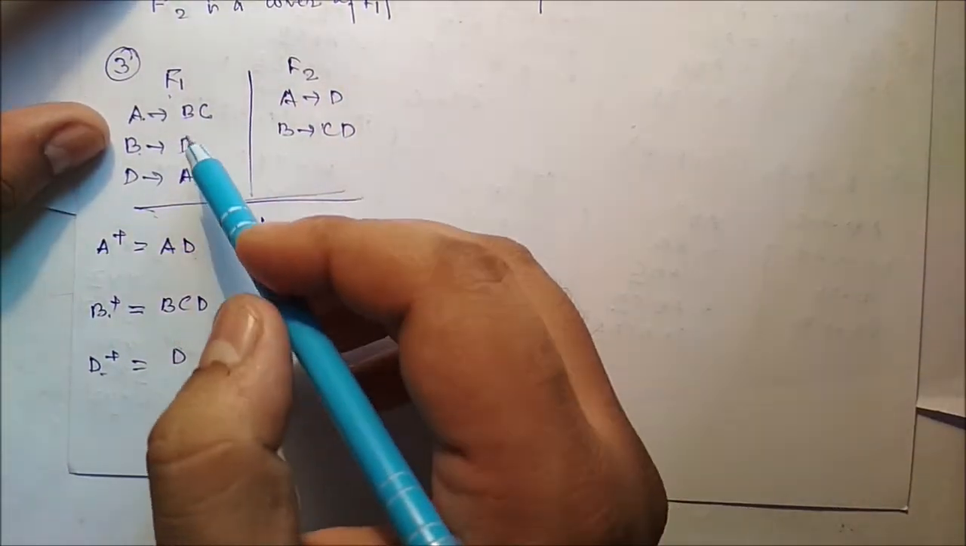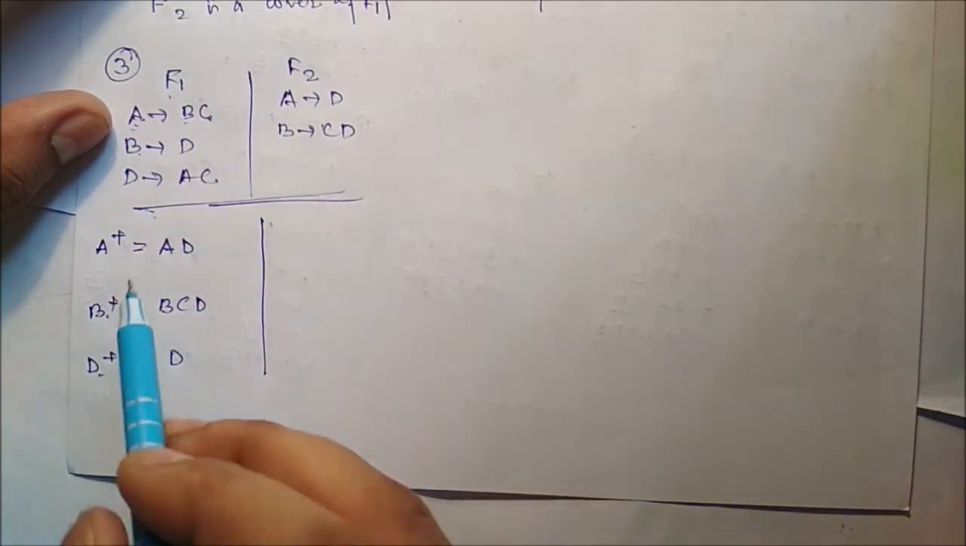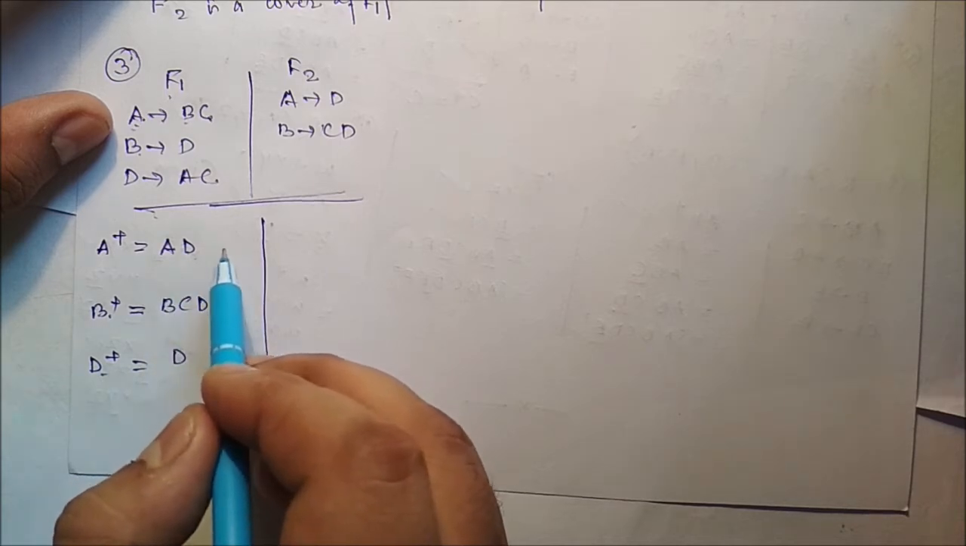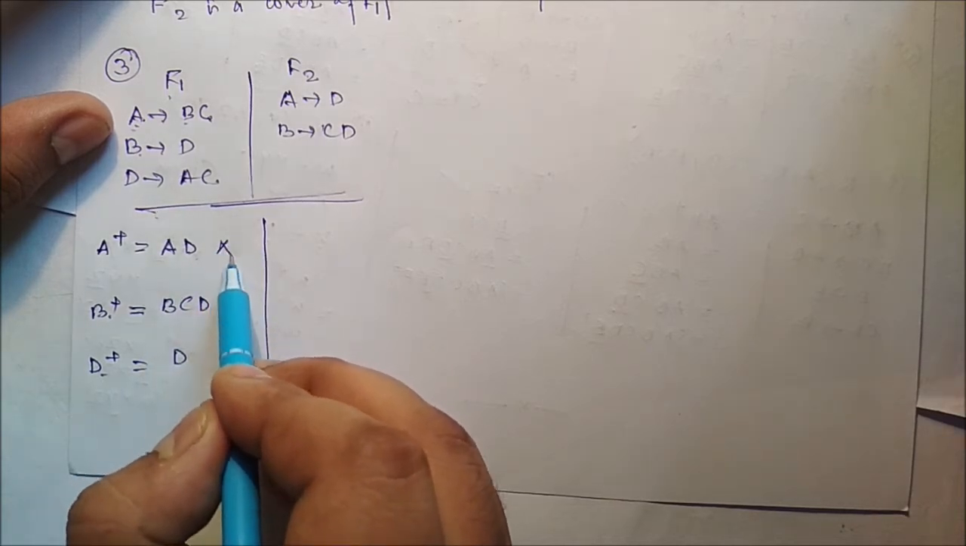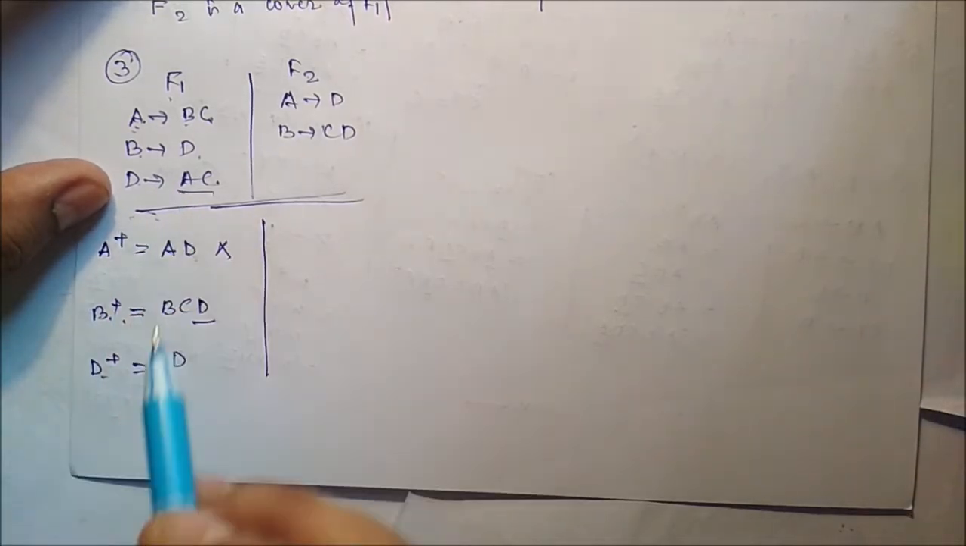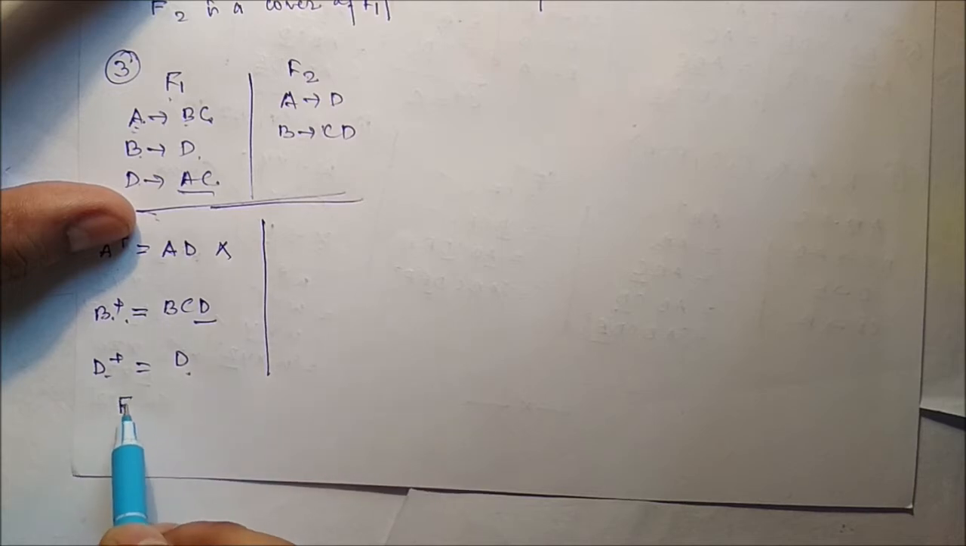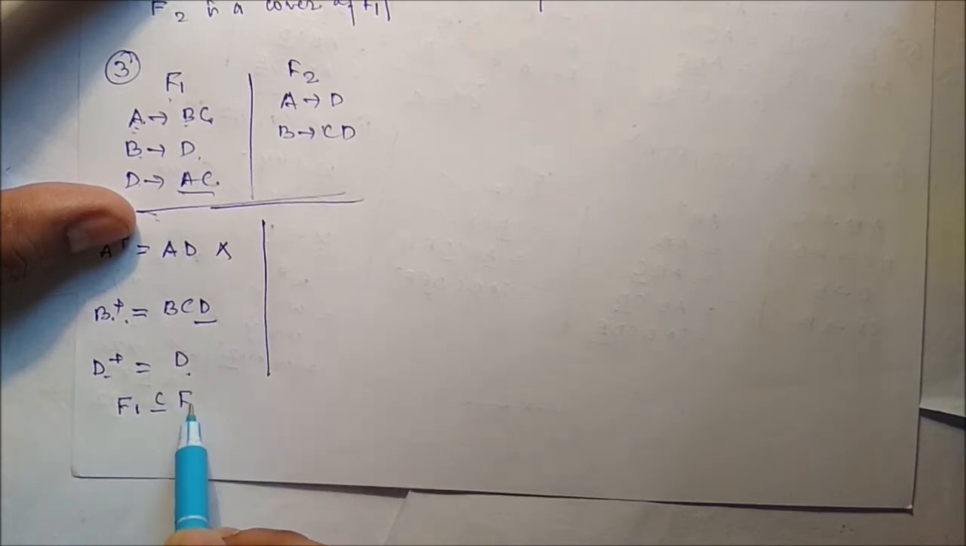And we check whether it is possible or not. From A we can identify BC, but here we cannot identify B and C. From B we can identify D, it is okay. From D we can identify AC, but it is not possible. That means F2 is not a cover of F1.